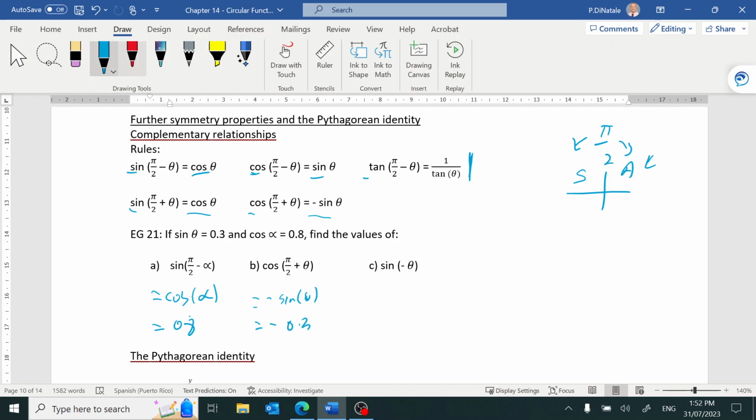While this one, we're looking at the fourth quadrant in here, because we're taking away theta. And of course, sine in there is negative, because we know only cos is positive in that quadrant. So we've got negative sine of theta, which ends up being negative 0.3.